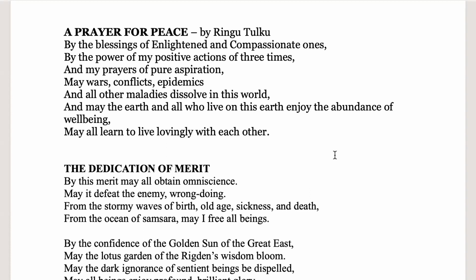We will close by saying a prayer for peace and dedicating the merit earned by our practice for the benefit of all sentient beings.